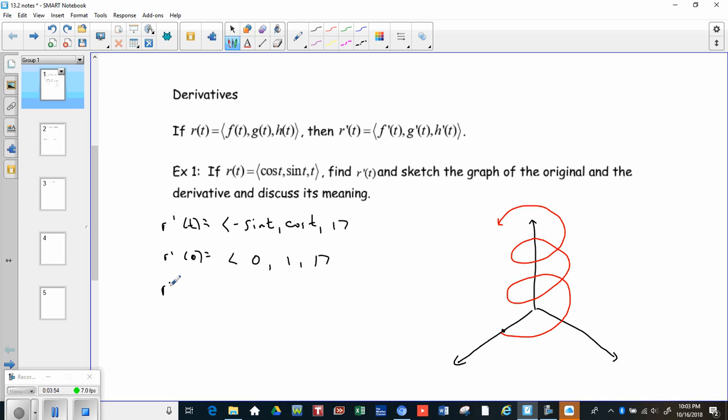Let's do r prime at pi halves, just to see what's going on there. So, not cosine, because I'm doing r prime: negative sine of pi halves. Sine of pi halves is 1, so that's negative 1. Cosine of pi halves is 0, and then 1. So let's go ahead and take a look at what this looks like now graphically.